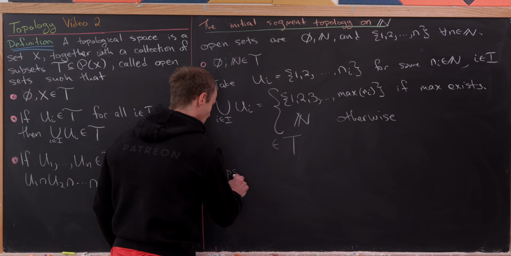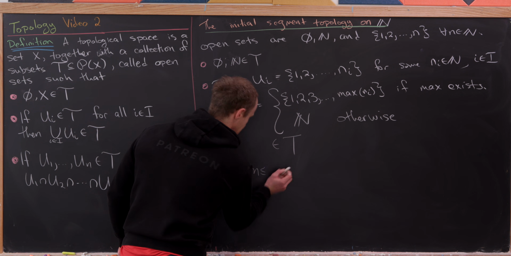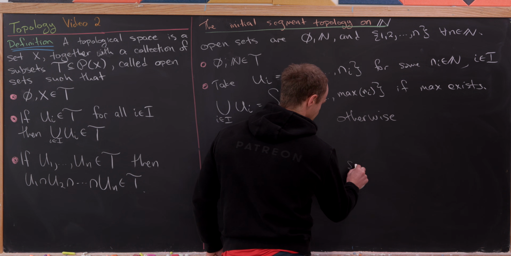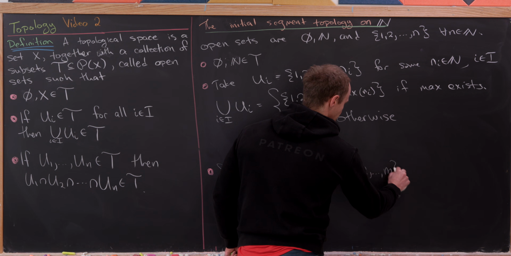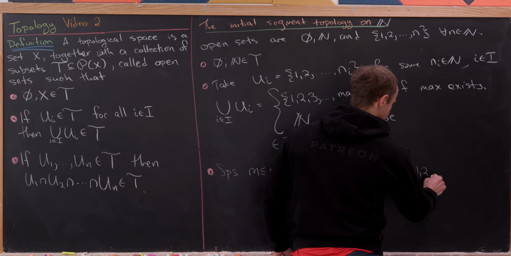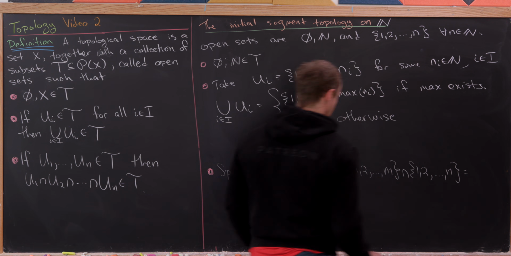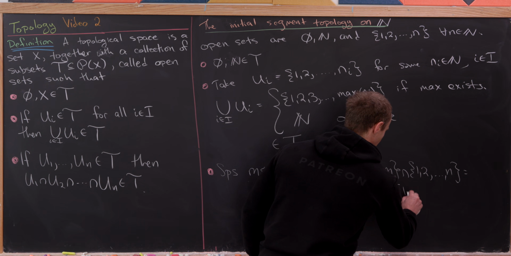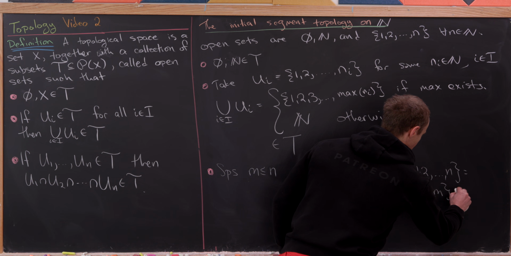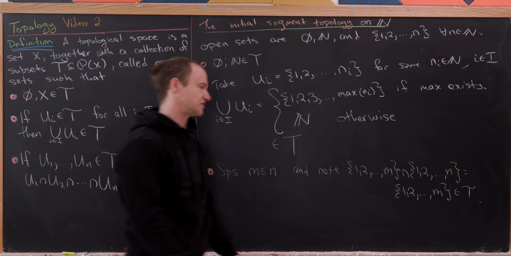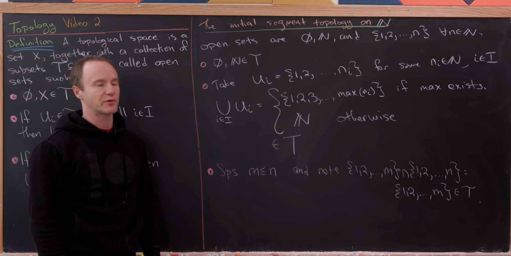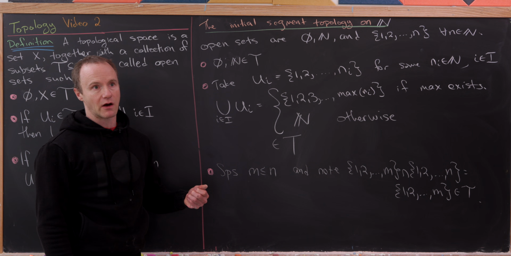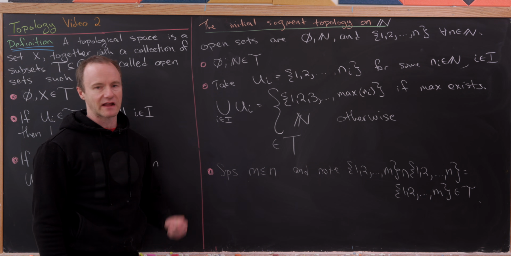So let's suppose that we've got an ordering m less than n, and note that if we take the intersection of the set 1, 2 up to m with the set 1, 2 up to n, then we're going to stop at the smaller place. So in other words, we're going to get the set 1, 2 up to m, which is in our topology. So we took the intersection of two open sets and we ended up with an open set. And that implies by our observation that if we did that for finitely many open sets, we would get an open set.